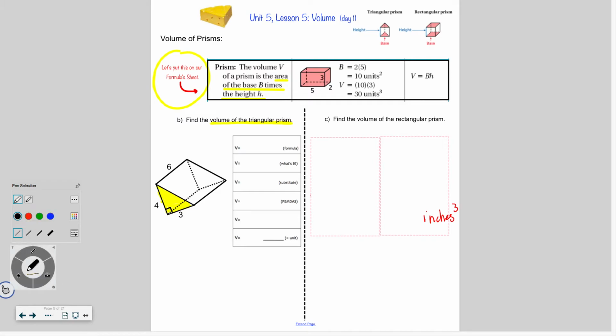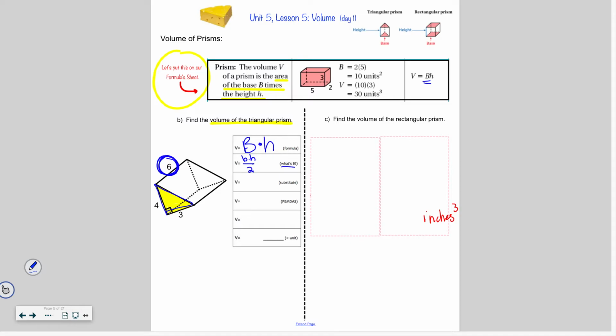What I'd like you guys to do is take your time in writing down the steps here. So the formula is big B times H. Big B stands for area of the base. What's the B? Well, in this case, it's a triangle. So what we write is the formula for a triangle: base times height divided by 2. That is the area formula of that triangle. The height of the figure is 6. I might put that in right away so I don't get confused with the 2 H's.